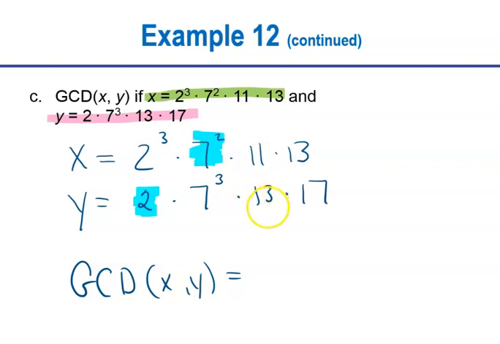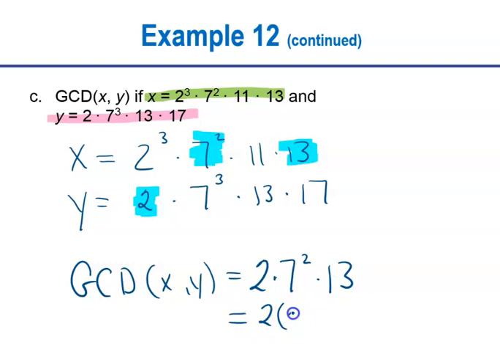There is a 13 in common. They're both to the first power, so I'm just going to highlight one of them, and they do not have a 17 in common. So when I write this result, it's going to be 2 times 7 squared times 13, and we can multiply that out. 2 times 49 times 13, and I'm sure we'll see what that equals in just a minute.